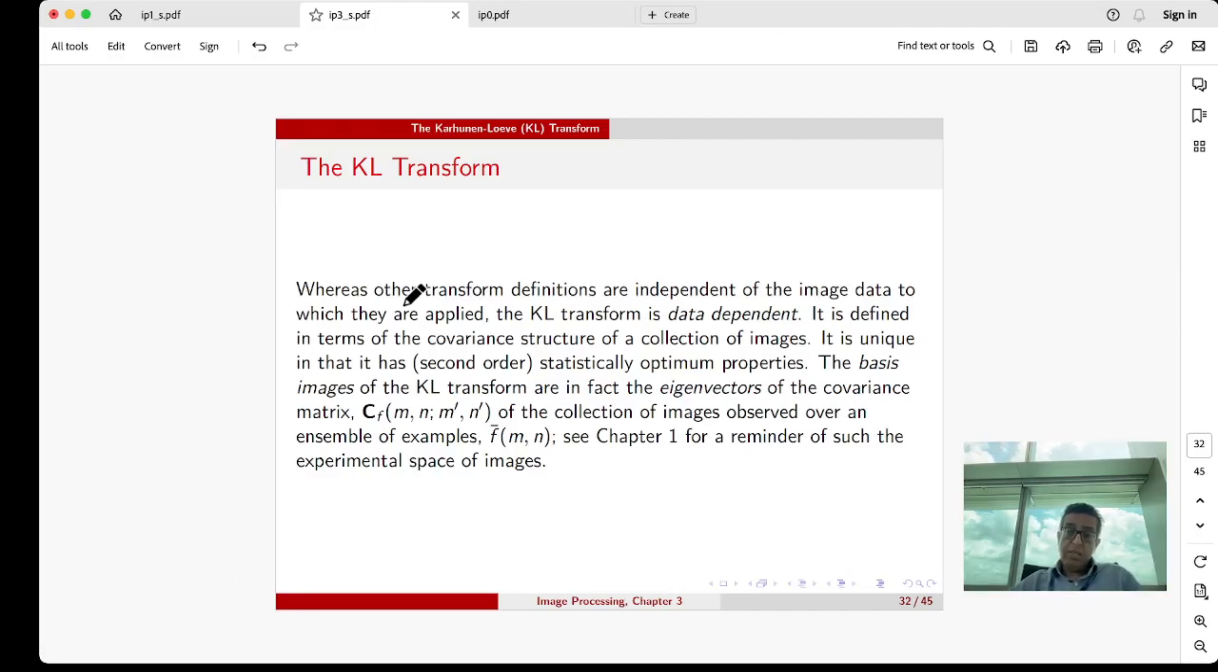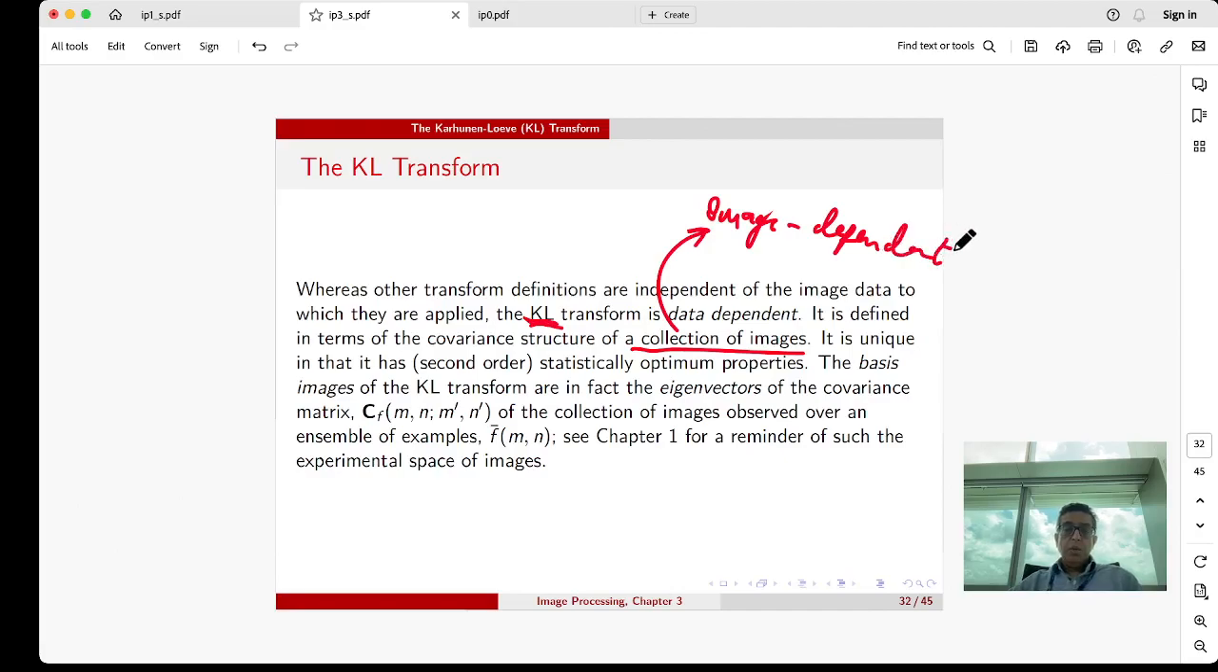And so one example of those in image processing is known as the KL transform. And it's awfully similar to principal components analysis. But in the case of working with images, it tends to be known as the KL transform. So the KL transform is defined in terms of the covariance structure of a collection of images. So you need to have a set of image examples in order to compute a KL transform, and then to be able to find the basis images associated with the KL transform. So this is a collection of images. So this is image dependent.